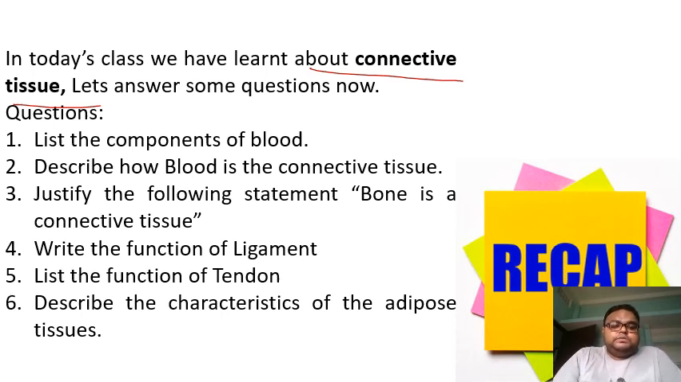Now, justify the following statement: bone is a connective tissue. How is bone a connective tissue, students? Yes, bone is a connective tissue because we have defined connective tissue as those structures having a matrix and loosely arranged cells. Bone has a hard matrix made up of calcium and phosphorus, and in it the cells of the bone lie. That's why bone is a connective tissue.